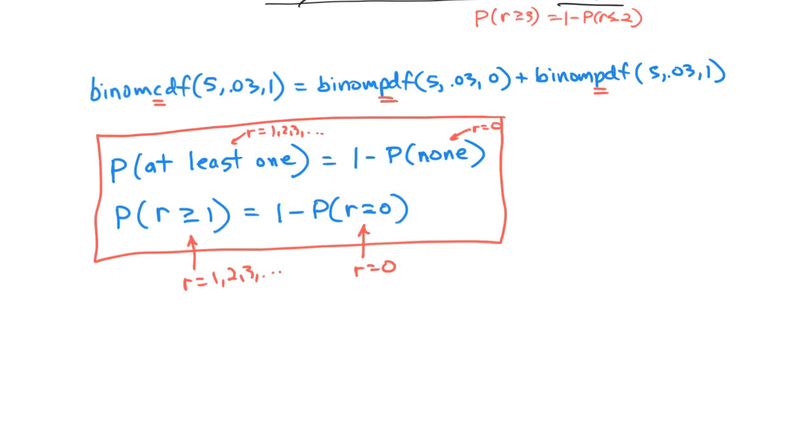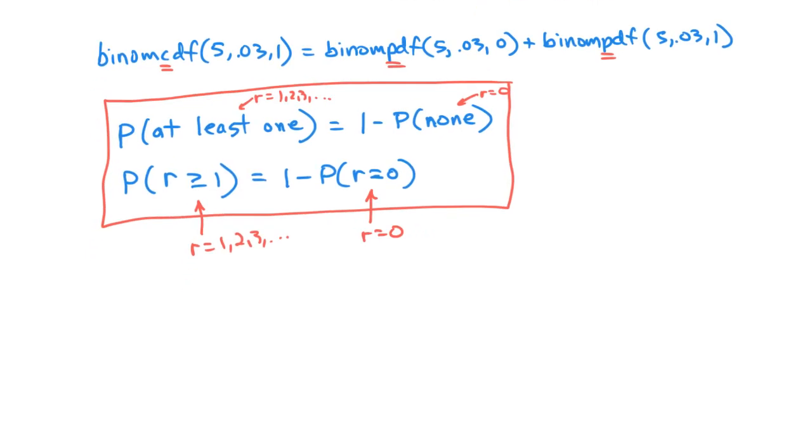So as an example, let me move this up a little. Let's say we've got the probability that r is greater than or equal to 3. Well, you know what, let me not do that one. Let's change that one.